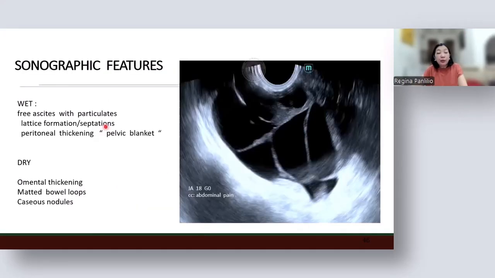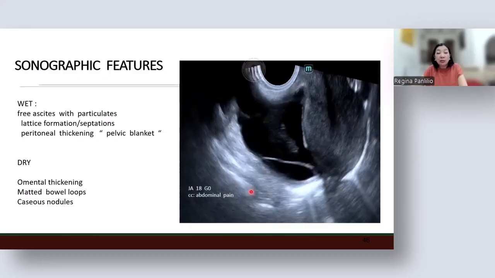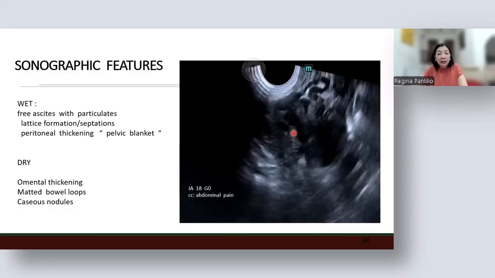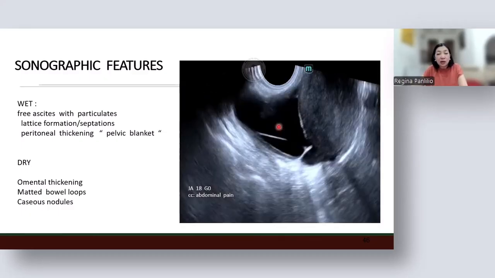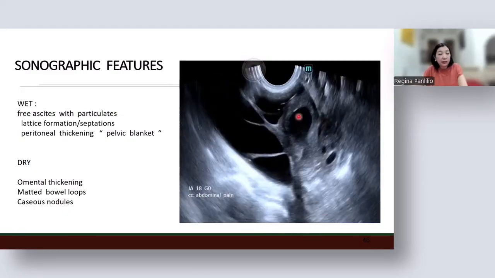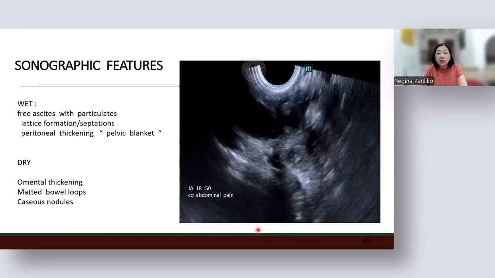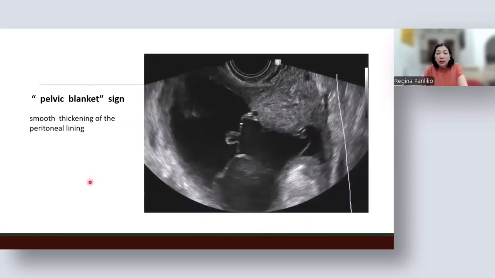And the wet type may show free fluid, or we can have a lattice-like formation, which may appear as a multilocular ovarian mass. But be careful, we have to look for the ovaries here. It's normal, and we can see the dilated fallopian tube here. And in the dry type, there's omental thickening, matted bowel loops, and caseous nodules. There is also characteristic peritoneal thickening observed in TB peritonitis, which is smooth, like a blanket enclosing the genital organs.